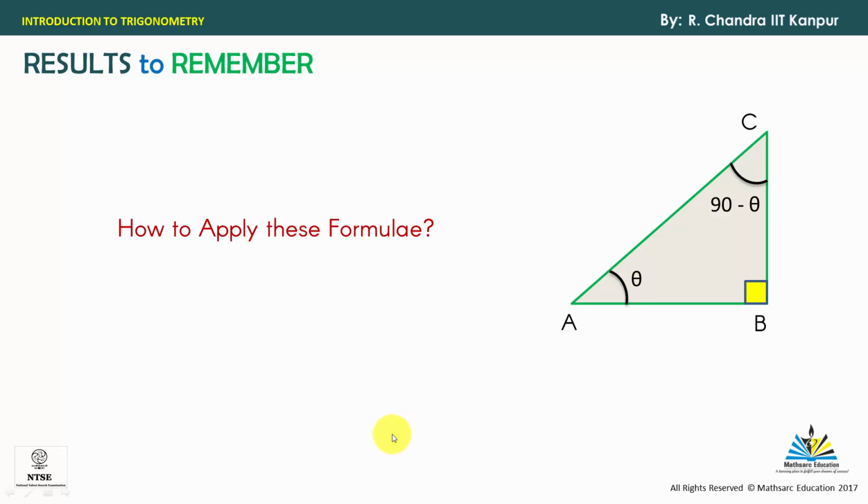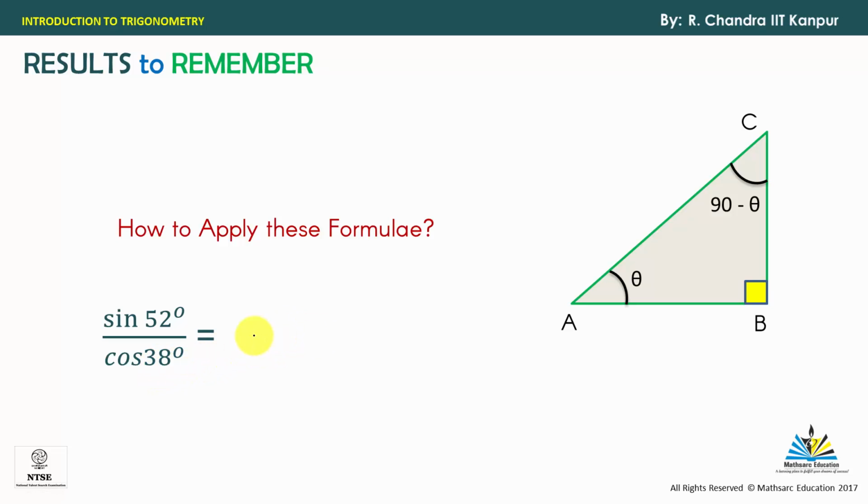Now the question is how to apply these formulas while solving problems. So let's have an example here. Sin 52 degree upon cos 38 degree. First you need to observe that the sum of these angles is equal to 90 degree. 52 plus 38, this is 80, and 8 plus 2 is 10, so this becomes 90. So the sum of these two angles is 90, so 52 and 38 are complementary angles.